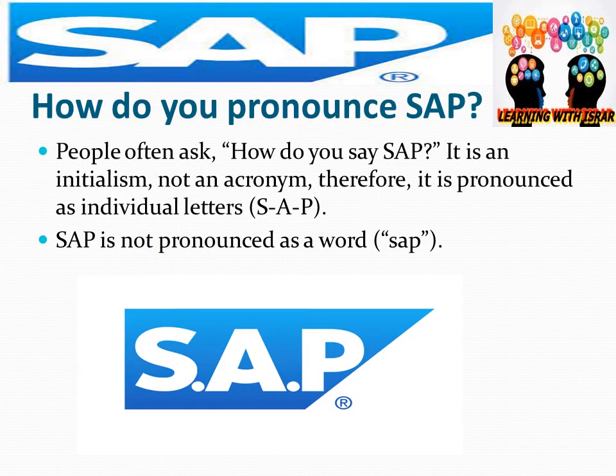So first thing is that we want to know how we pronounce it. People often ask, how do you say SAP? It is an initialism, not an acronym. Therefore, it is pronounced as individual letters, S-A-P, and not pronounced like "sap". But usually most of the people, even in this profession, call it "sap". So I want to make sure that you know that it is not "sap", it is S-A-P.